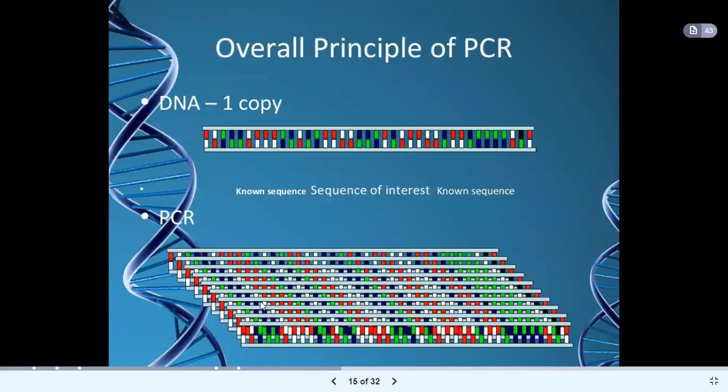If you get a single copy, after a minute or an hour we will get thousands of copies from the same DNA sequence. So PCR produces, from a single copy of DNA, thousands of copies of the same sequence of DNA within an hour.